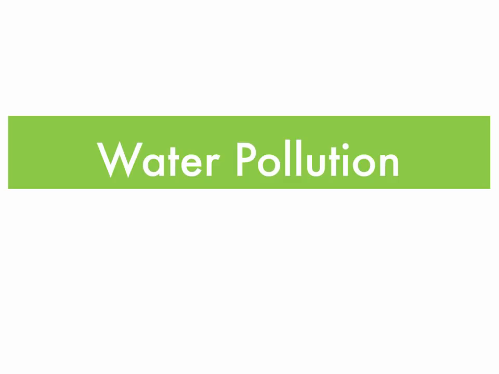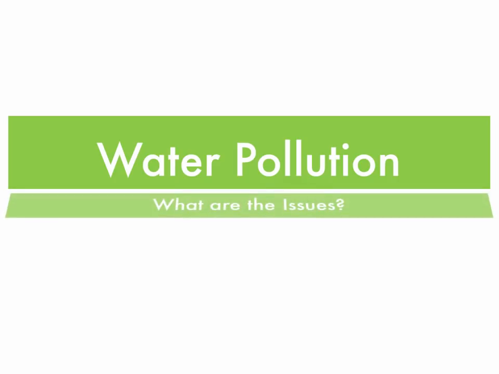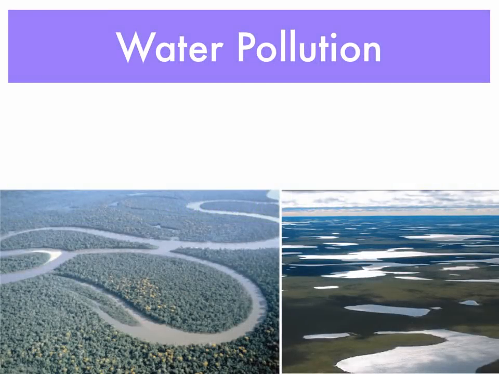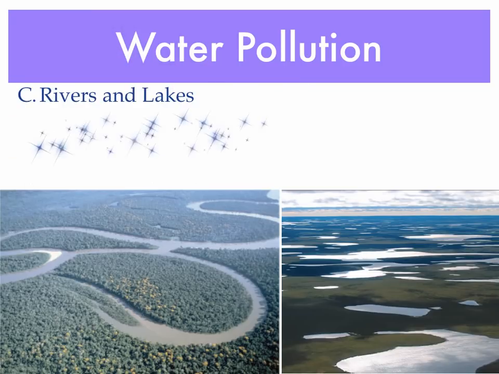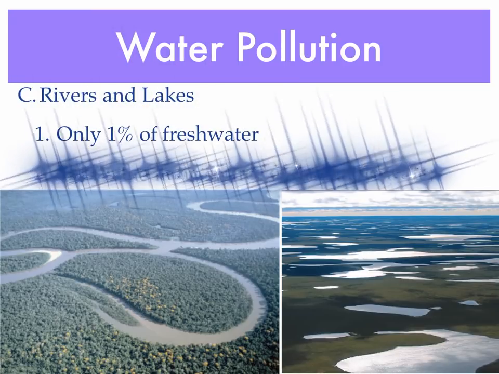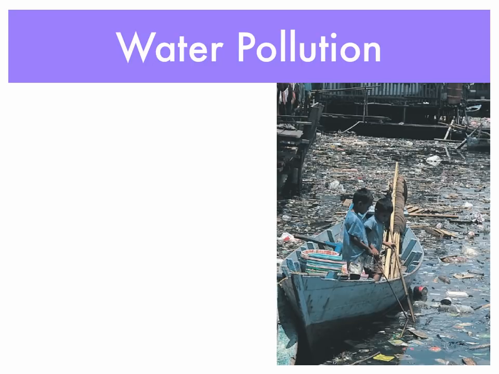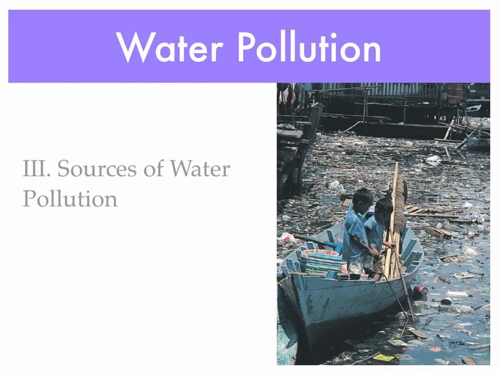All right, G7s, we're going to continue our talk on water pollution and what are some of the issues. We already mentioned that water is a scarce resource and that only about 1% of our fresh water is contained in rivers and lakes, and that that's the main source of drinkable water. And so there's not as much as we think. And on top of that, not all of that water is actually able to be consumed by humans because of various sources of pollution. So what are some of those sources of pollution?